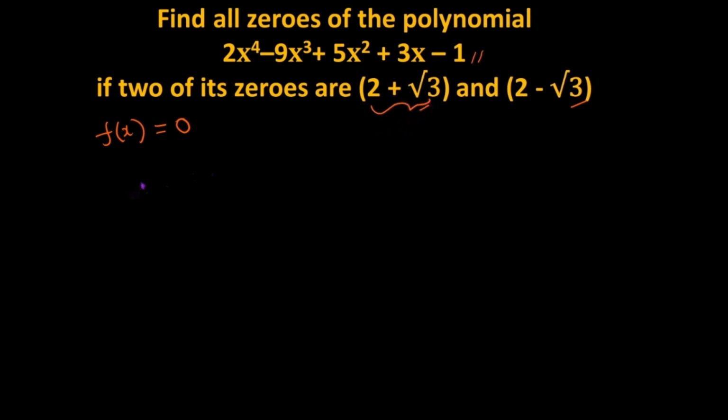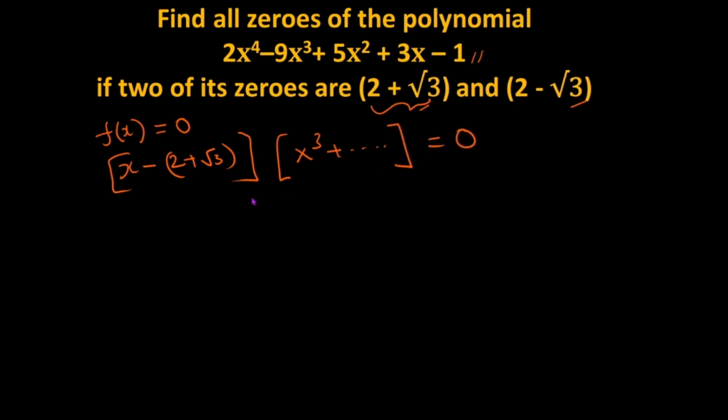What does that mean? If 2 plus root 3 is a root, then x minus 2 plus root 3 will become a factor. Factor in the sense that this entire 2x to the power of 4 minus 9x cube and so on can be written as x minus 2 plus root 3 into some other polynomial with x cube plus so on.